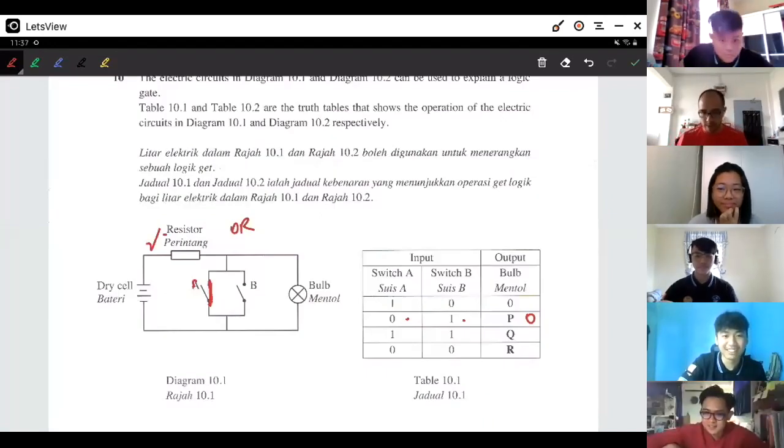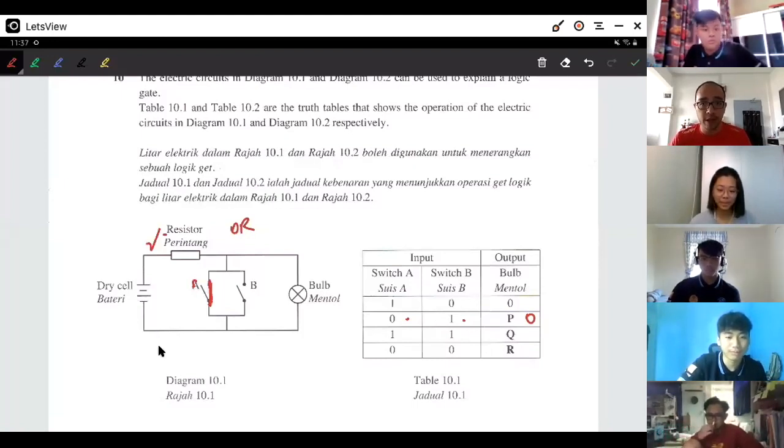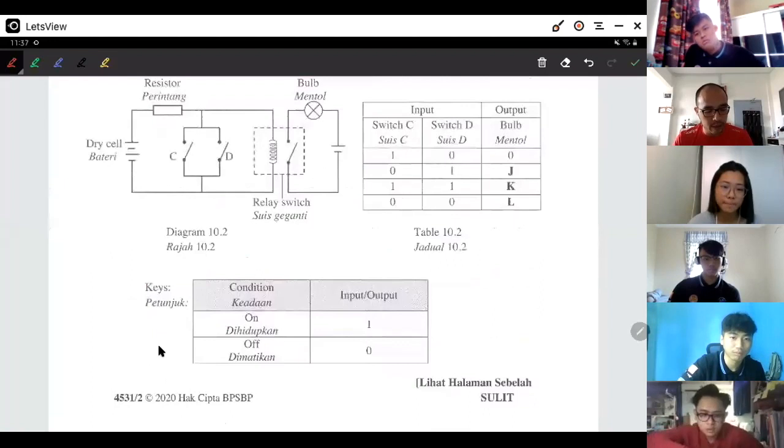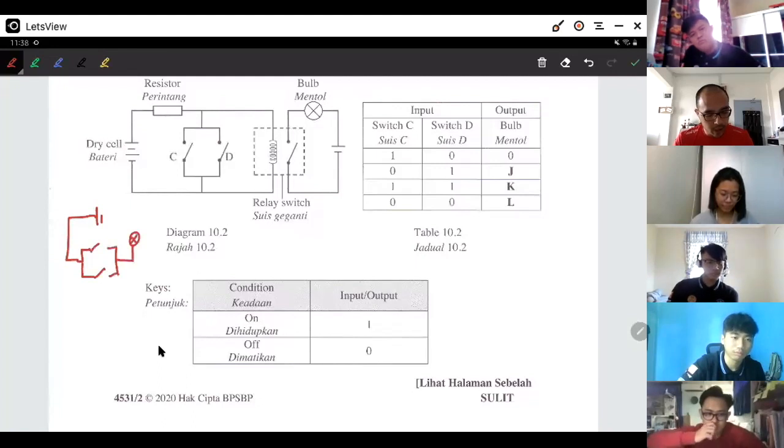Okay, I think I found the reason already. Apparently this thing is arranged in parallel to the bulb. Whereas if it is the OR gate, like the real OR gate, it will be like this: the switch, and the switch, arranged in series to the bulb. This is OR.